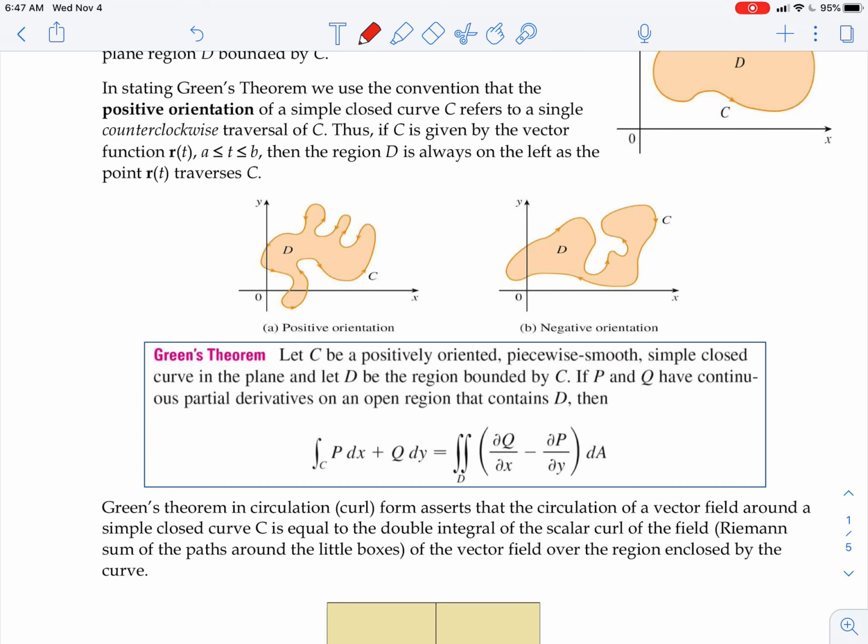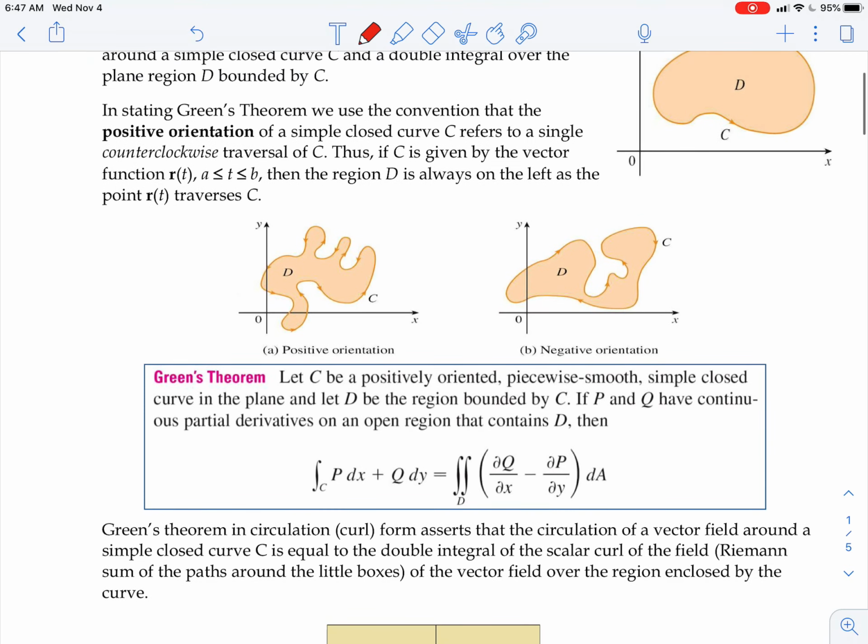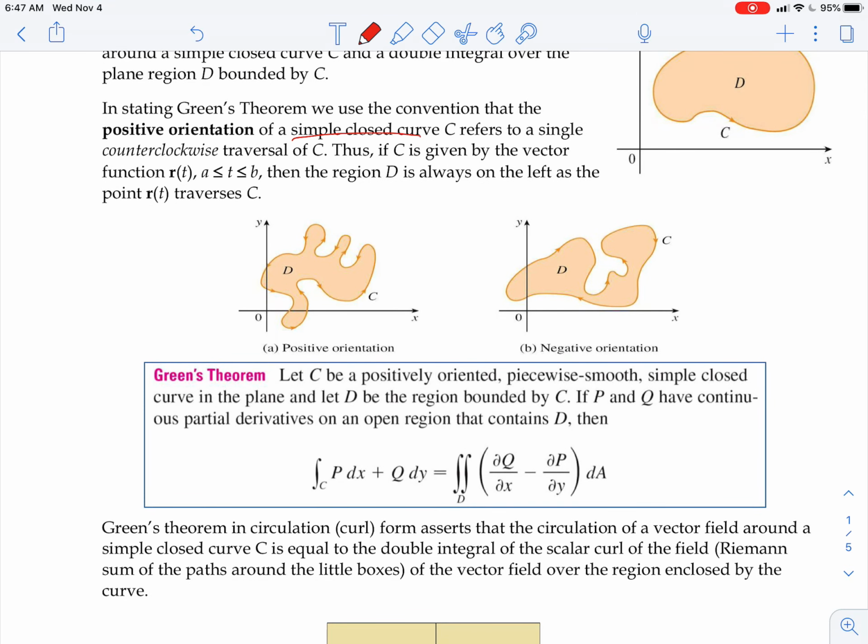And so basically what a simple closed curve is, is that when we have a region, we start and end at the same point, but we don't cross ourselves, and it's actually closed. If we have this region, that's not a simple closed curve because it's not closed. If we close it, now it's a simple closed curve.